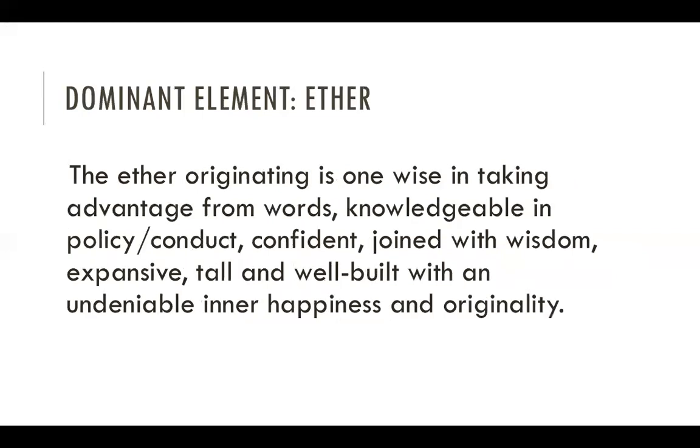On this planet Earth. Ether element, which is Jupiter, this will be a Jupiterian person. They're an ether dominant personality. They will be original. The originality is one of the key signatures for a strong ether. They're going to have solutions to problems no one has ever thought of. They will be like an alien from a different planet because they're so true to themselves and so in touch with Source and God. They are wise in taking advantage from words. They're knowledgeable in policy and conduct. They're confident, joined with wisdom. They're expansive. They're usually tall and well built, and they have an undeniable inner happiness.